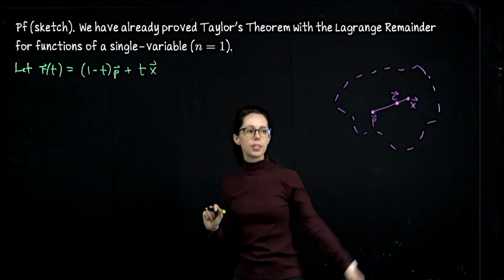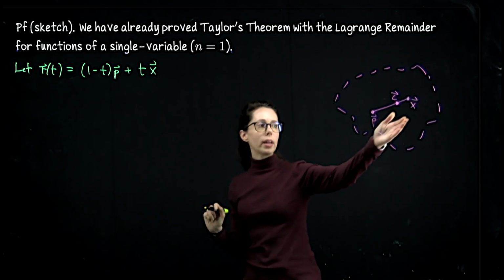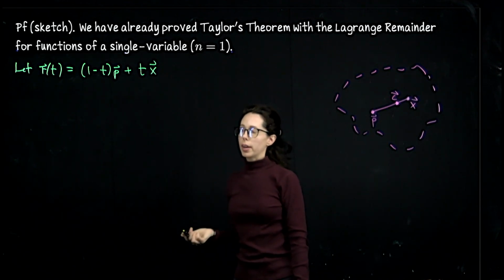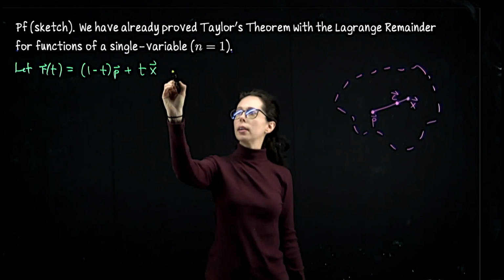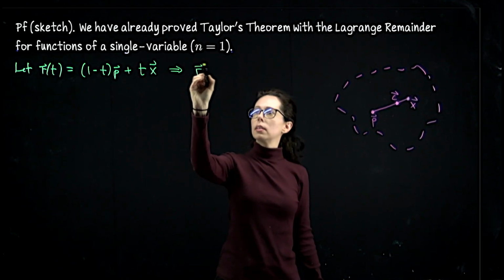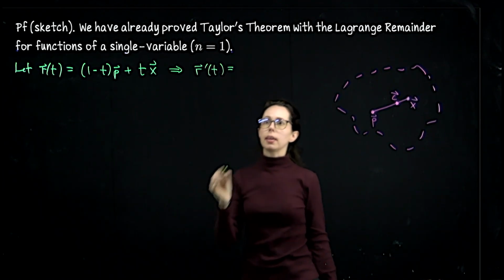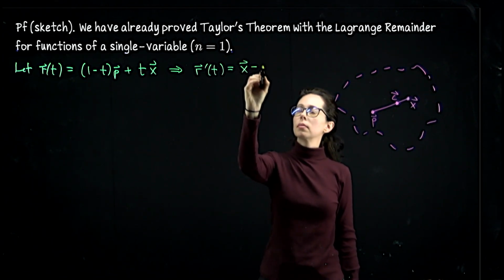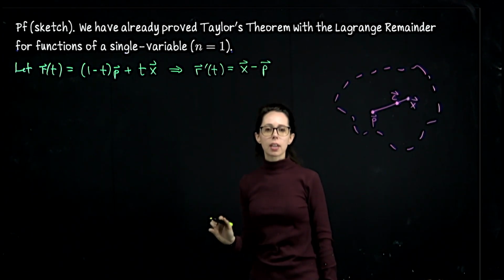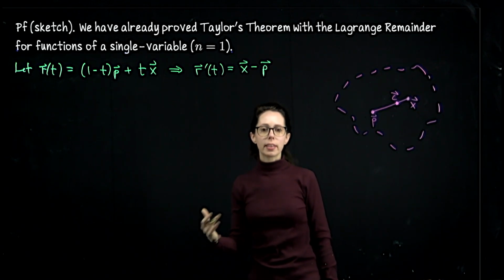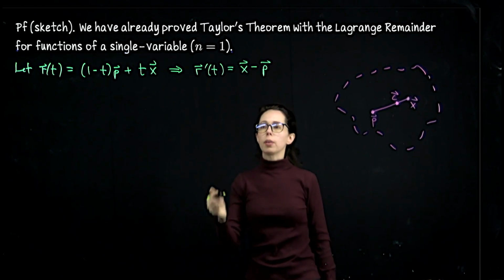You can check that r of 0 is p and r of 1 is x. Moreover, r prime of t is the constant vector x minus p. And since that vector is constant, all other derivatives, like the acceleration and beyond, will be 0.